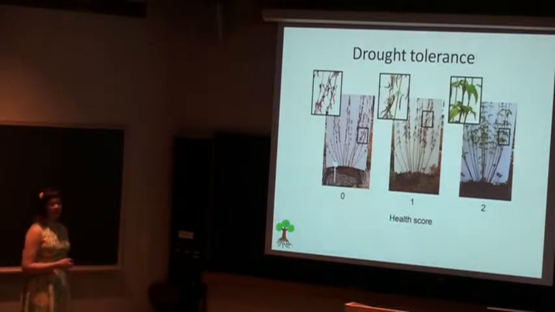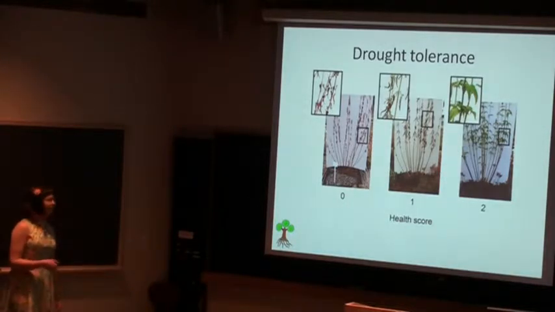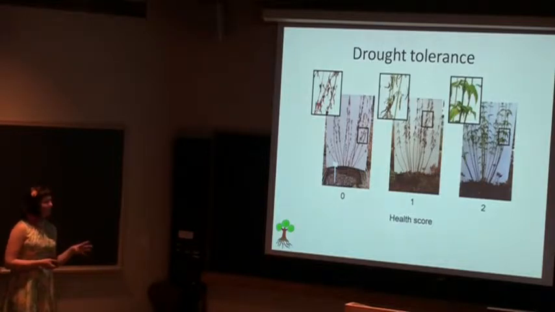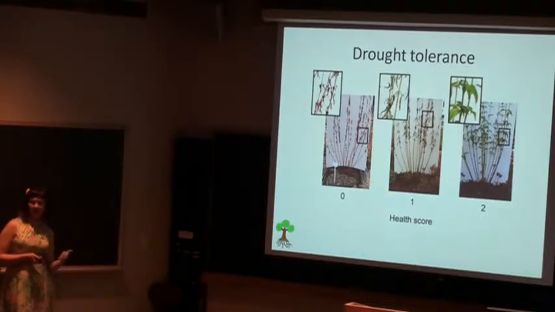Now, as far as drought tolerance goes, for this I made up a three-level health score. A score of 0 is a plant that is presumably dead. It has brown stems, brown crispy leaves. A score of 1 is a plant that has green stems, but most of its leaves are wilty. And a score of 2 is a plant that's very healthy, with green stems and green leaves.